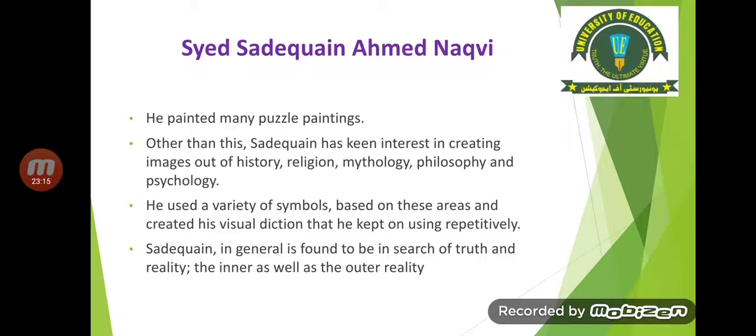He used a variety of symbols based on these areas and created his visual diction that he kept on using repeatedly. Saddaquain, in general, is found to be in search of truth and reality, the inner as well as the outer reality.